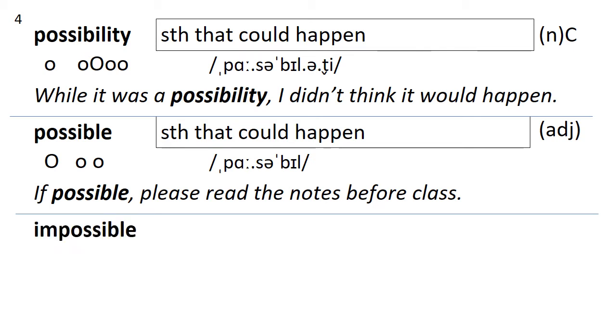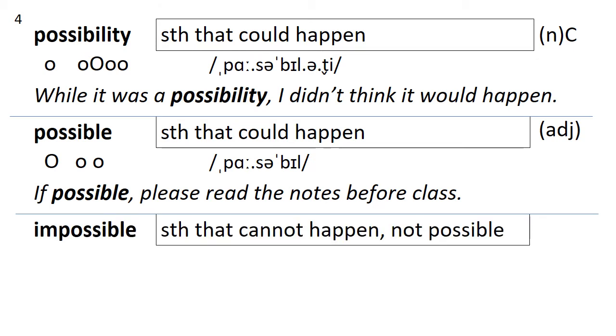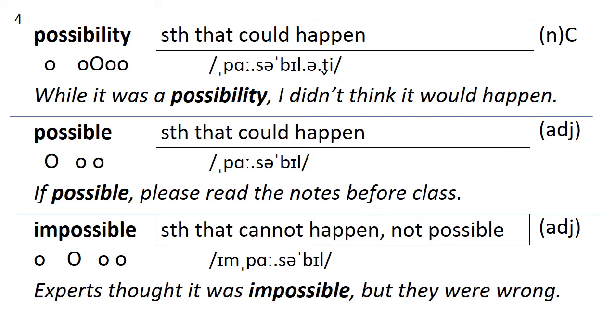And then finally, we have impossible. Something that cannot happen. It's an adjective. 4 syllables, stress on the second syllable. Impossible. Experts thought it was impossible, but they were wrong.